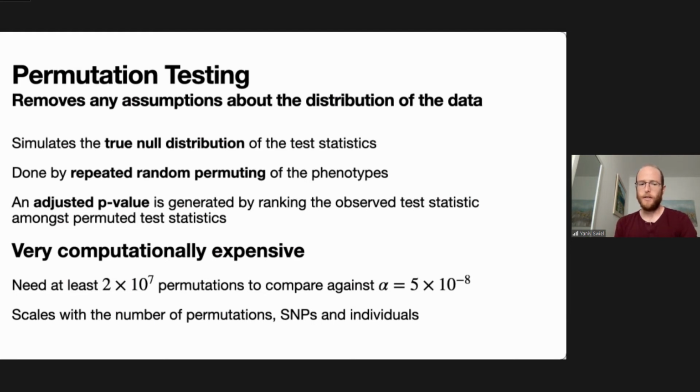It simulates the null distribution of the test statistics using the observed data by repeatedly permuting the phenotypes and recalculating the test statistics. An adjusted p-value can then be calculated by ranking the observed test statistic amongst the permuted test statistics. A drawback of permutation testing is its computational expense. Generating p-values with enough resolution to compare against 5 times 10 to the negative 8 needs at least 20 million permutations for each SNP.